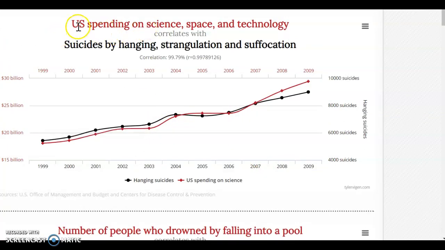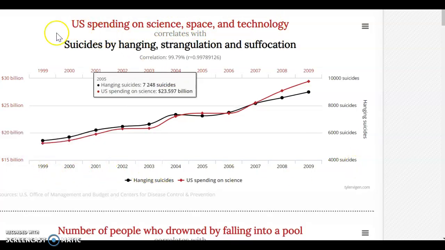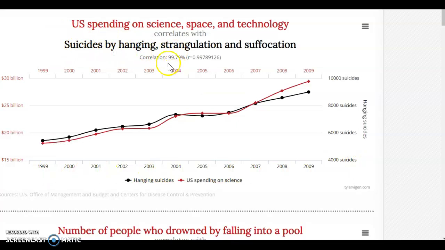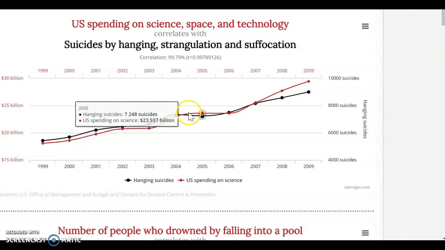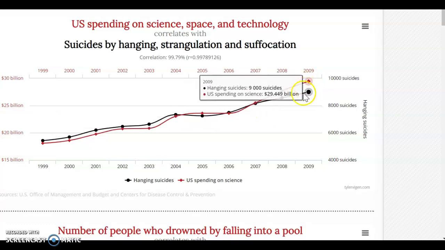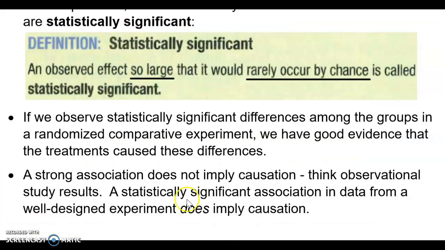Just an example. U.S. spending on science, space, and technology, as that increases, the number of suicides by hanging, strangulation, and suffocation increases. So there's a correlation there. There's an association. But it's not cause and effect. If it was cause and effect, we would tell our government to not spend any more money on science, space, and technology, and then there would be a lot less hanging, strangulations, and suffocations. So there's other variables at play here. So just that one little example, I think that's important for us to look at. Types of things like that. Okay?